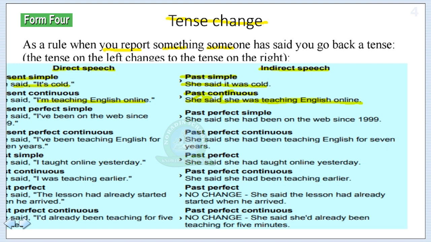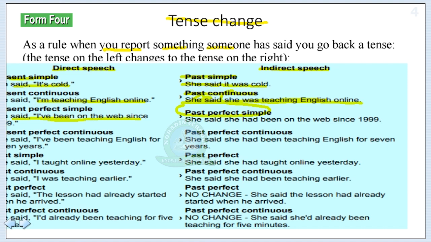What about present perfect, simple or present perfect tense? She said, I have been on the web since. So this is present perfect tense. We're going to change to past perfect tense. She said she had been on the web since 1999. So whenever you have present perfect tense and want to change into indirect speech, you have to use past perfect tense, because it's very important.